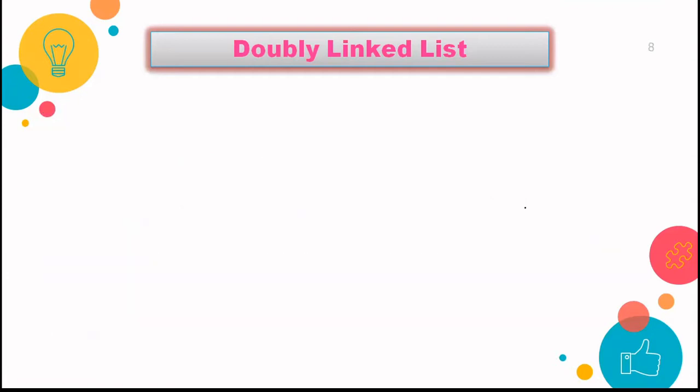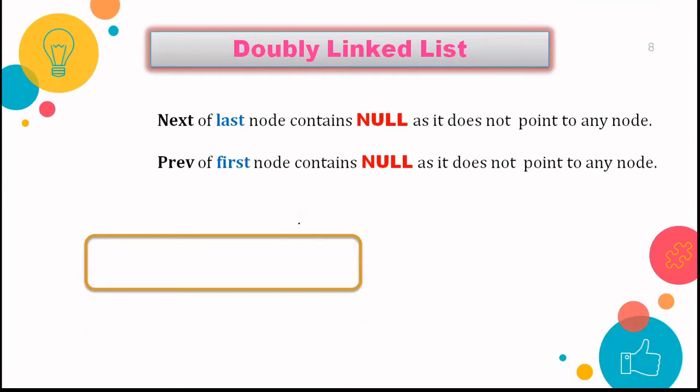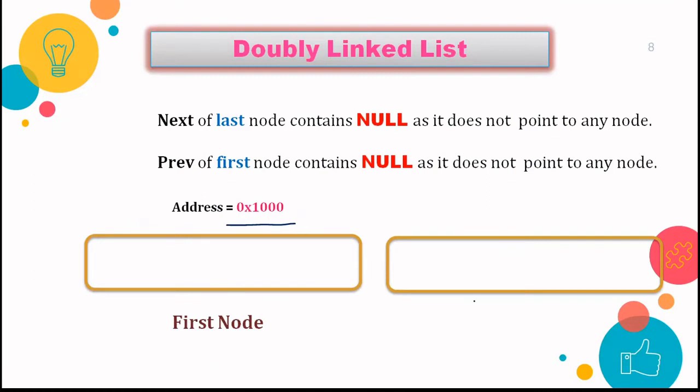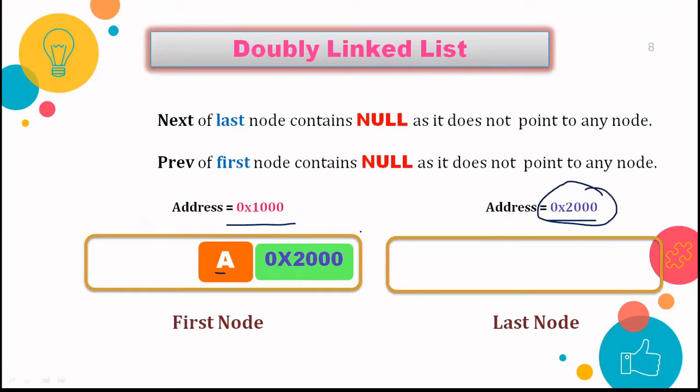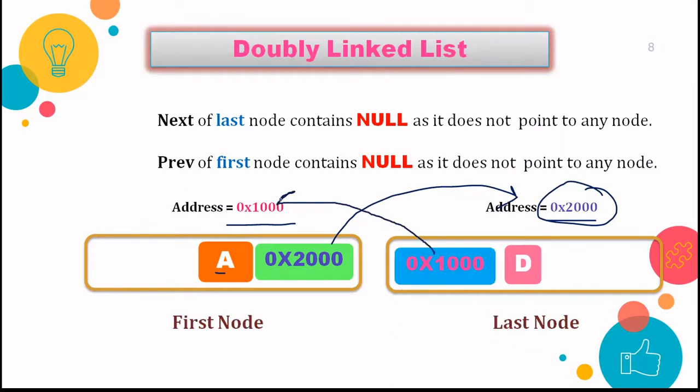Now let's understand this with the help of an example. This is your first node, and this is the address of the first node. Then we have another node, which you can call the last node, and it also has some address. These addresses are different. In the first node, I have inserted the data. This next part will store the address of the next node, so it is pointing to the address of the next node. Now in the next node, we have inserted the data, and its previous part will contain the address of the previous node, that is 1000.